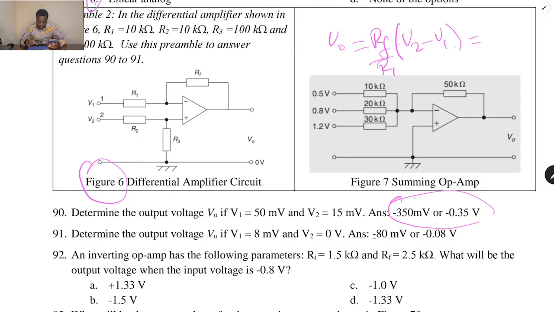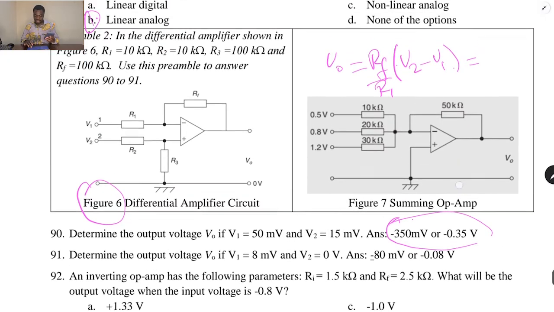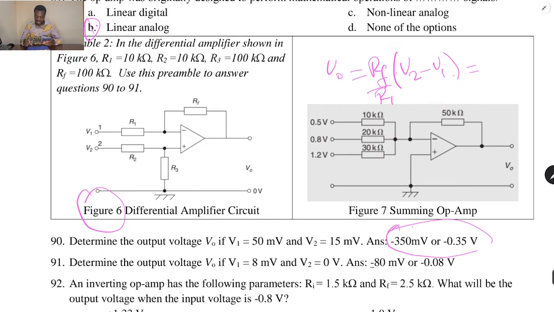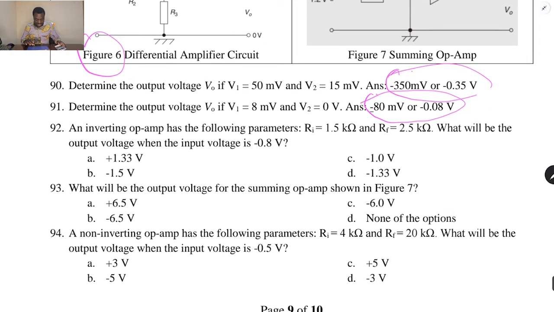Then the next one, we have to find the output if we have V1 being equal to 8 millivolts and V2 0. So here you can see the same formula. I'm going to take 0 minus 8. So that's going to give me minus 8 milli. Then times 10, we get 80 milli. So we get this one as well.